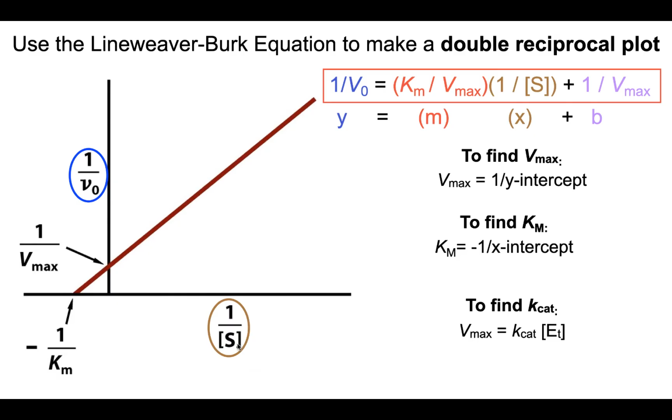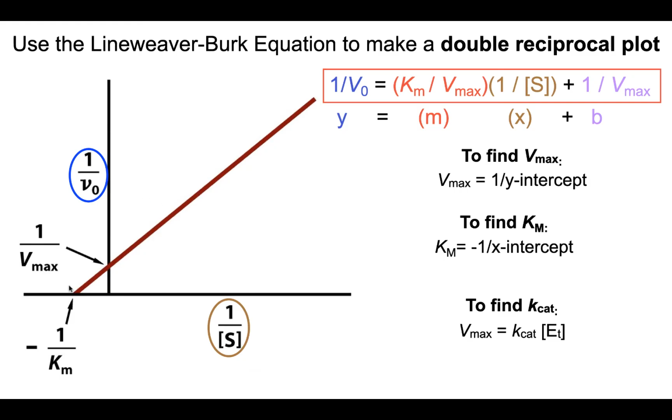So now, instead of graphing the initial velocity as a function of substrate concentration, you do what's called a double reciprocal plot. You plot 1 over initial velocity and 1 over substrate concentration. And when you do this, you are going to get a straight line. Now let's figure out how to find the Vmax, the Km, and the kcat from a double reciprocal plot.